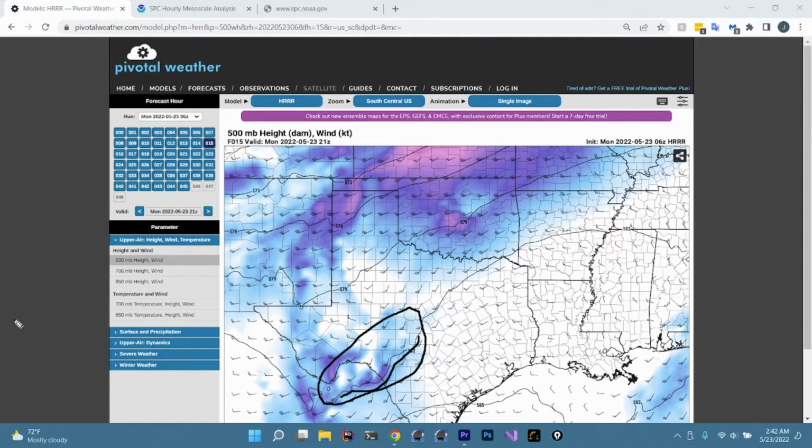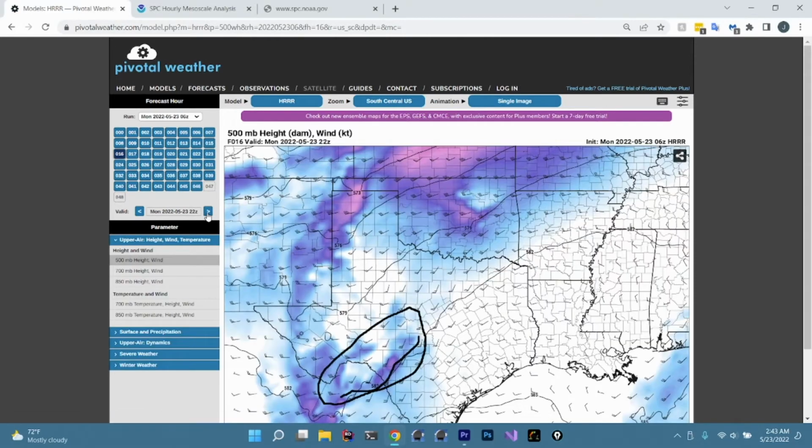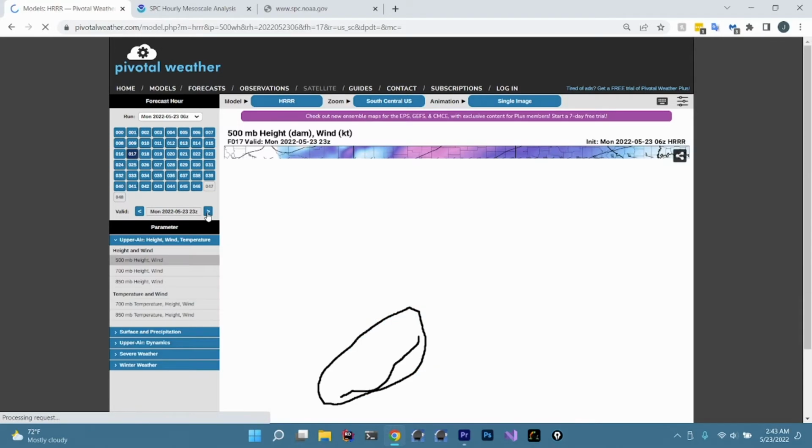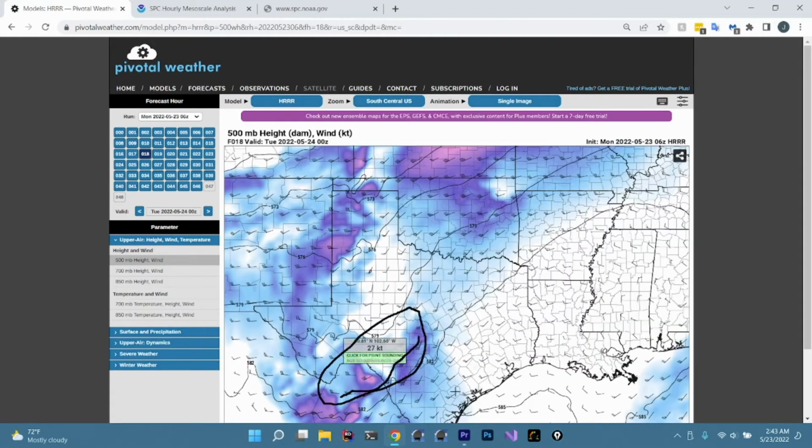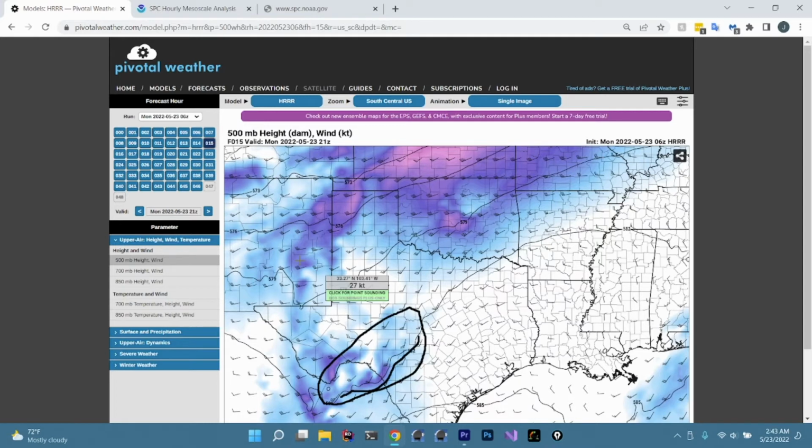Now, this is going to propagate towards the east as time moves on. So notice it's there, and it's moving. And as this moves to the east, the storms are going to kind of move along with it. But let's go back to the beginning here, at least where we're starting at.